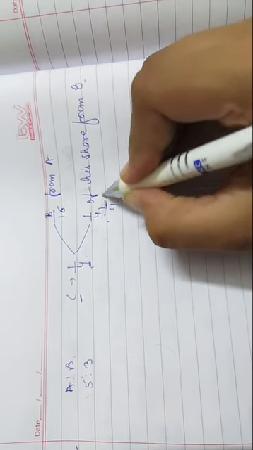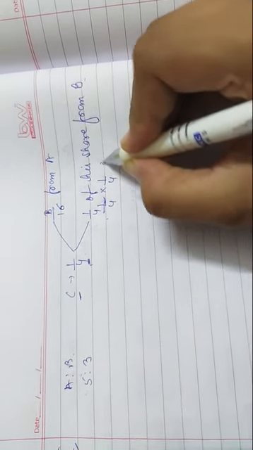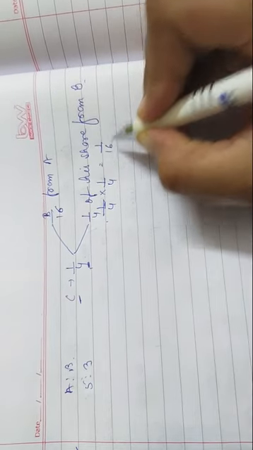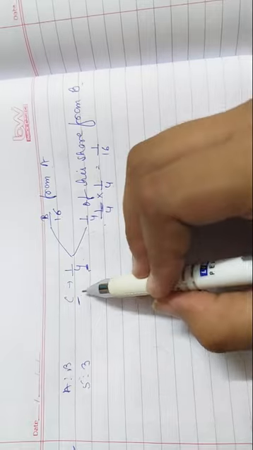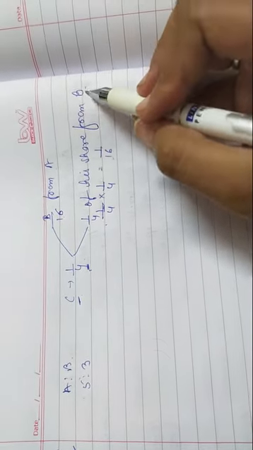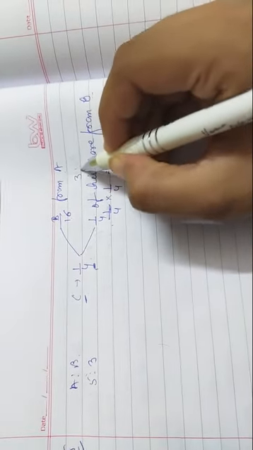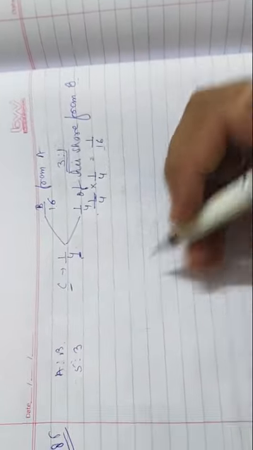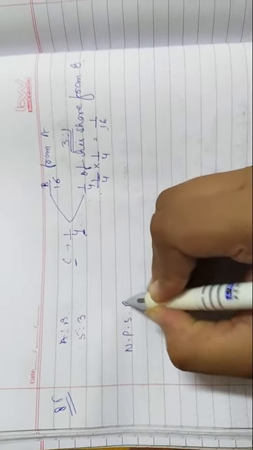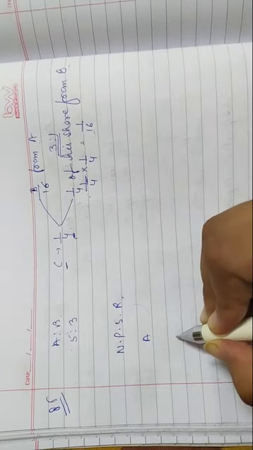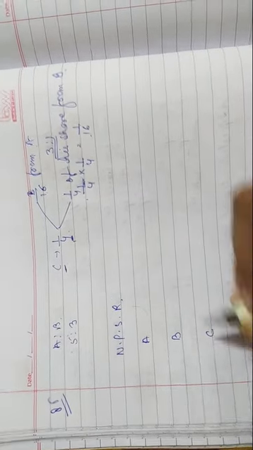So I am calculating 1/4 of 1/4 and that will become 1/16. It means C acquires 3/16 from A and 1/16 from B. So our sacrifice ratio will become 3:1. Now we calculate the new profit sharing ratio, that is A, B and C.